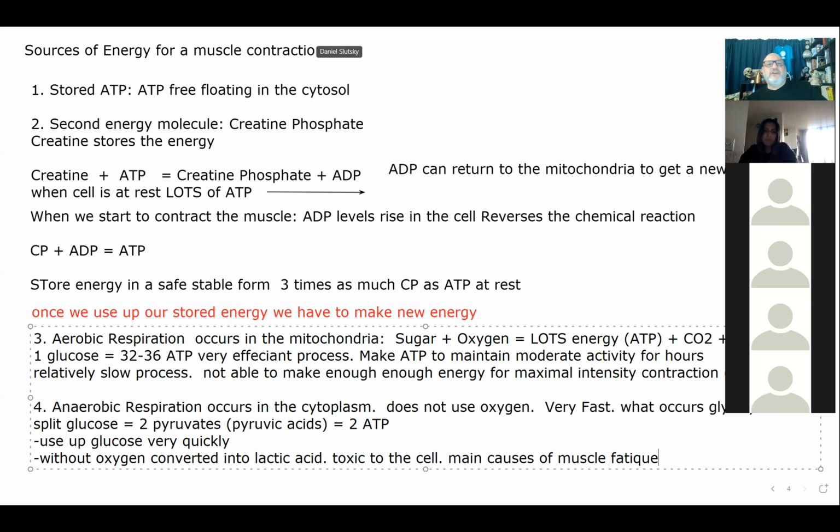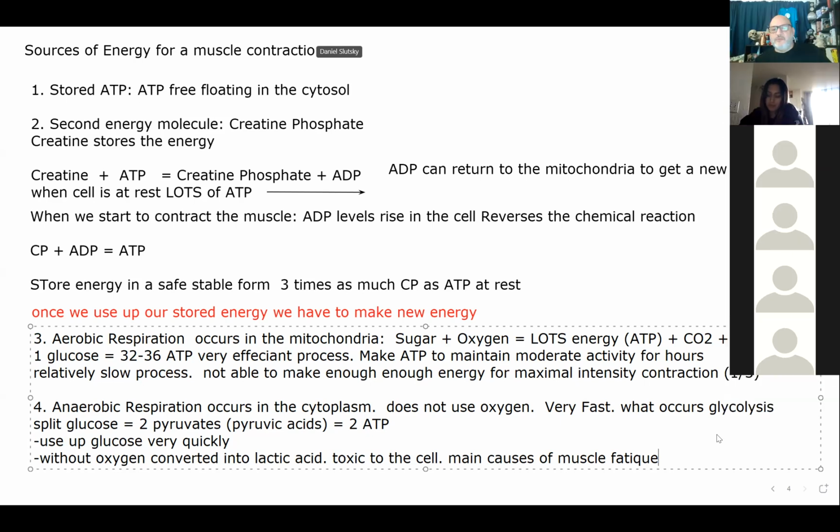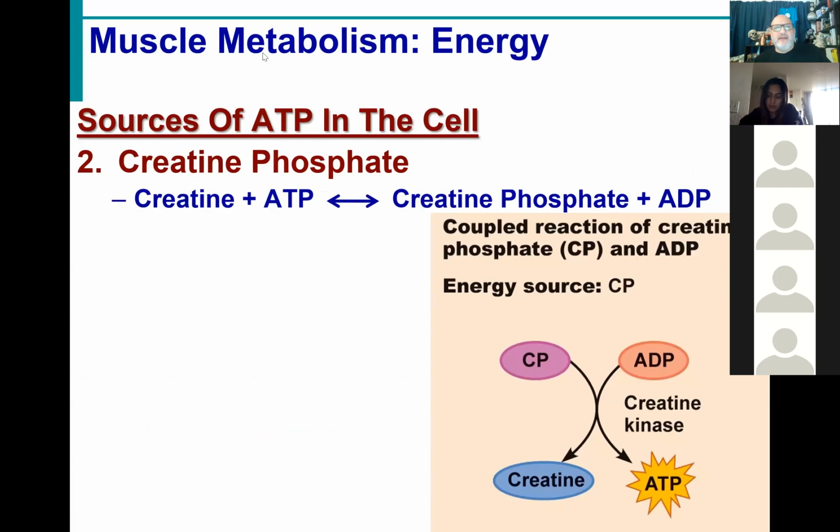All right, we've done it here on the board, but let's go back here and see the pretty pictures. Again, as we talked about, there is this reversible equation where it all depends on what's going on. When the body is at rest, the muscle is at rest, there's a lot of ATP, and our creatine stores that energy as creatine phosphate.